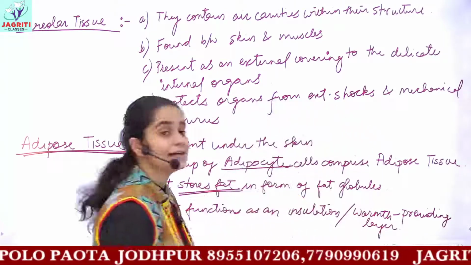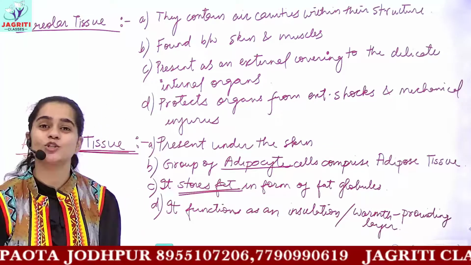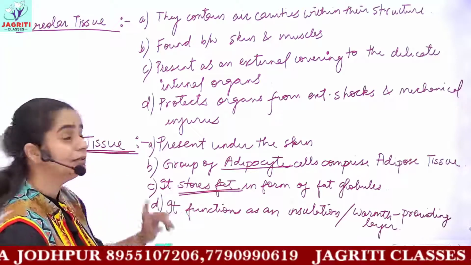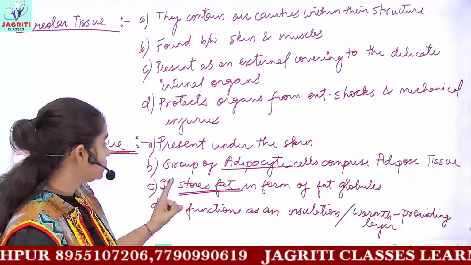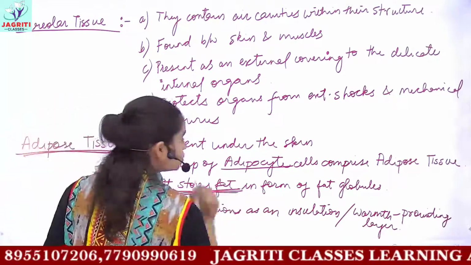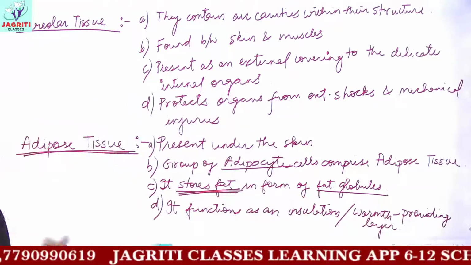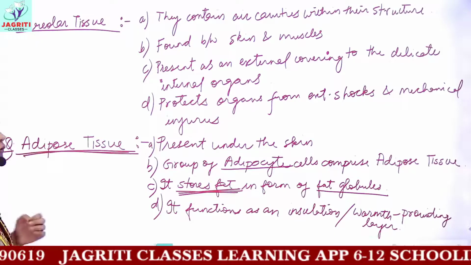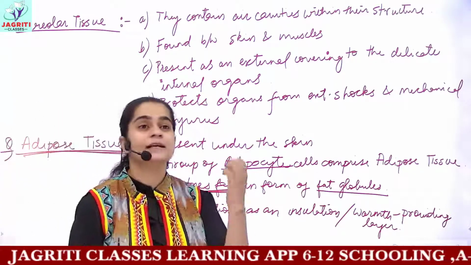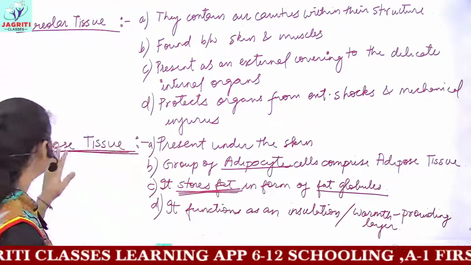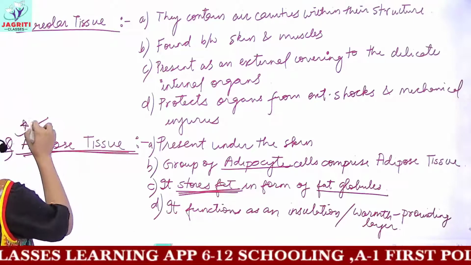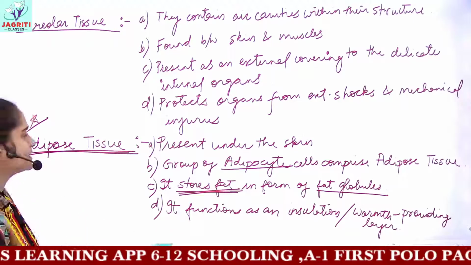So this is the account of adipose tissue. That was your last connective tissue given in the books. Adipose tissue, remember, is the fat storing tissue, and it stores fat in the form of globules. A direct question is frequently asked in exams: which tissue is called the fat storing tissue? The answer would be adipose tissue. So this is very frequently asked in examinations.